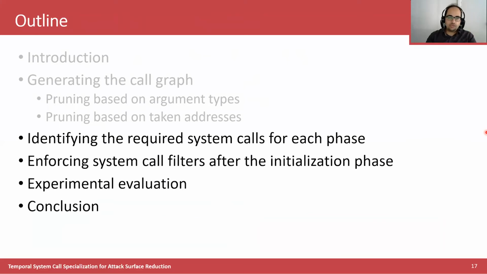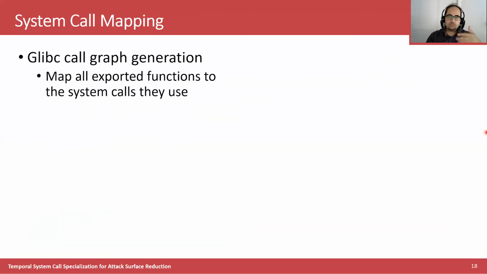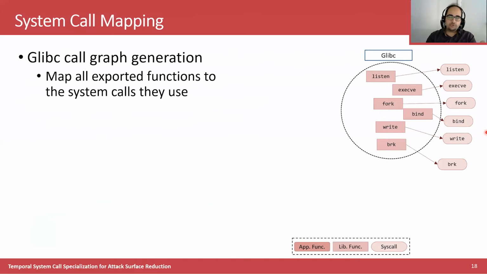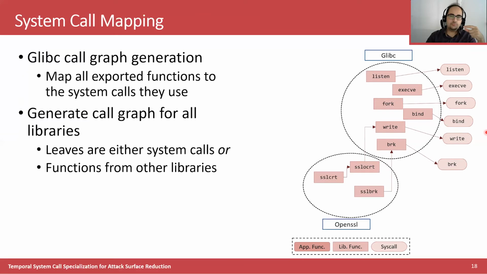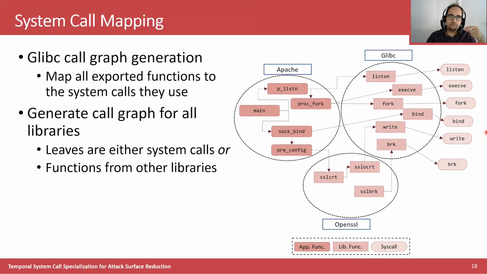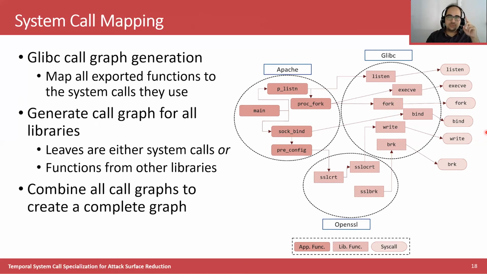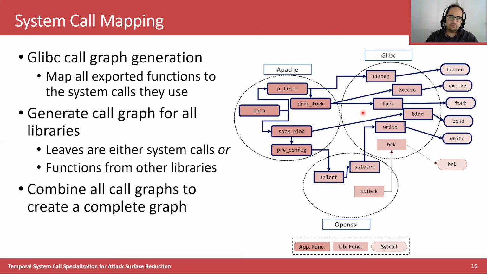Now that we have the call graph, how do we identify the required set of system calls for each phase? Applications typically invoke system calls through the standard C library. So we first generate a call graph for the glibc library, mapping all exported functions to their respective system calls. We do the same for all of the other libraries which the application depends upon. For these libraries, the leaves of the graph will either be other library functions or system calls. Then we generate the call graph for the application itself. And now that we have the complete call graph, we can specify any starting point in the program and see which system calls it requires. For example, if we consider main in this graph, we will see the set of required system calls.